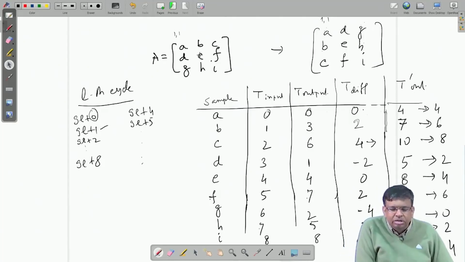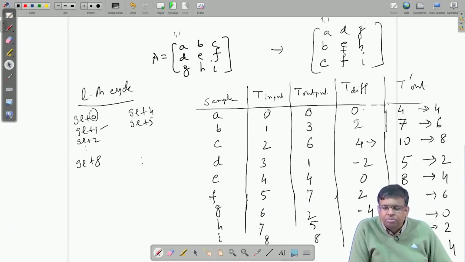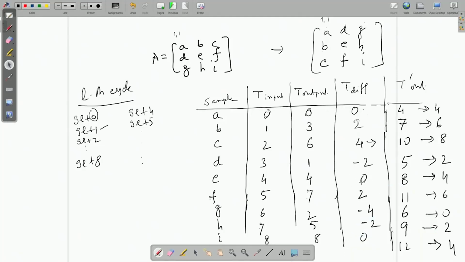Then the reader moves further, it reads E in 9L plus 4. The writer also moves here at 9L plus 4. Here E is read and immediately written, no need to store. So, 4 and 4. So, the difference in cycle is 0.